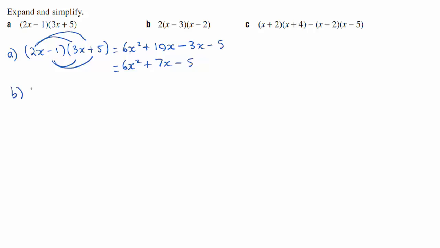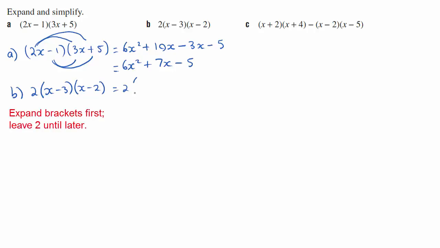Next, we have 2 times, and then in brackets x minus 3, and then in brackets x minus 2. So let's leave the 2 until the end. So we have 2, and then expanding our brackets out, x times x is x squared. X times negative 2 is minus 2x, and then negative 3 times x is minus 3x, and then minus 3 times minus 2 is plus 6.